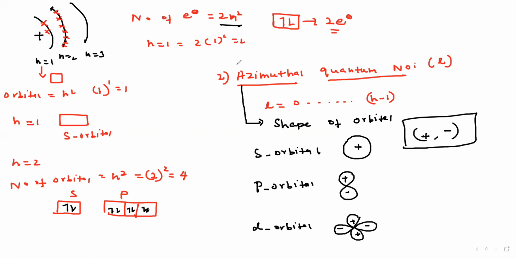Understand? What does the azimuthal quantum number tell about? The shape of the orbital. Now I'm going to give you the important data about the L value, please note, very, very important. The L value can be 0, 1, 2, 3, 4, or 5. L value 0 belongs to the s orbital, L value 1 belongs to the p orbital, and L value 2 is the d orbital. L value 3 is the f orbital, L value 4 is the g orbital, and L value 5 is the h orbital.